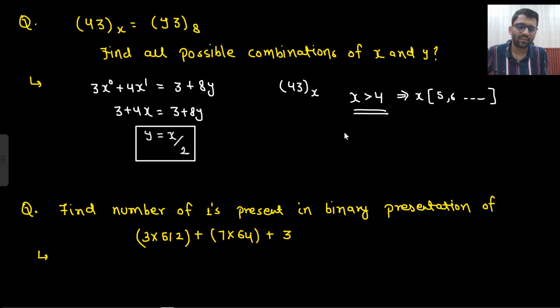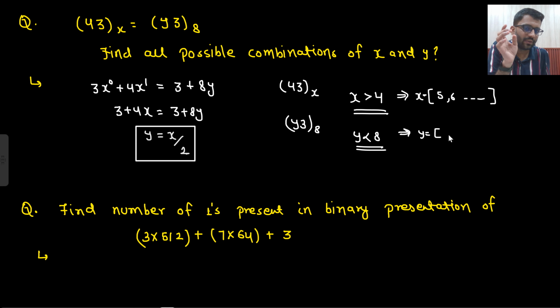What about y? In y38, y has to be less than 8. Say yes or no? y has to be less than 8 because this will be the bigger number. So y can have values 7, 6, 5 and so on till 0. A negative number cannot be there, so till 0.